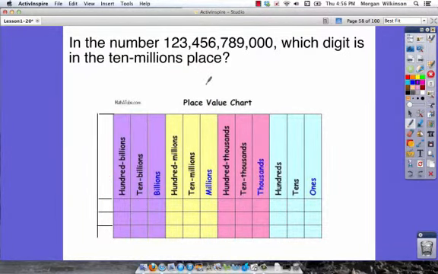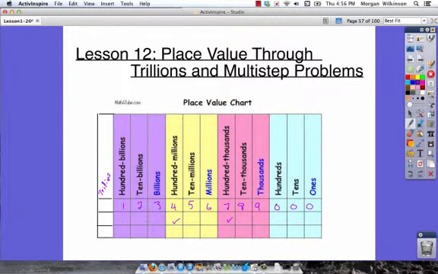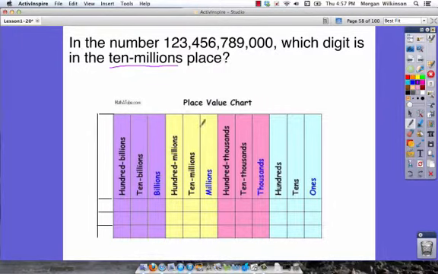In the number 1, 2, 3, 4, 5, 6, 7, 8, 9, which digit is in the 10 millions place? This is the problem that we just had. If we look in the 10 millions place, let's remember that, we're going to go back. The 10 millions place, that is right here. We've got our 5. So we can say the 5 is in the 10 millions place.